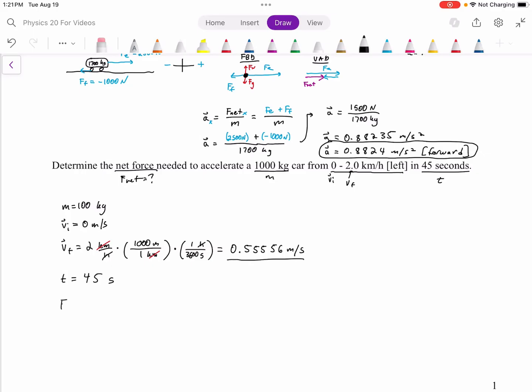Okay, and ultimately we want to figure out F net. Again, we have the mass, we want to know the net force. If we just had the acceleration, we'd be good to go. But look, we do have the initial velocity and we do have the final velocity, so we can use those to figure out how much its velocity changed by, and we also know how long it needs to take to complete that change in velocity.